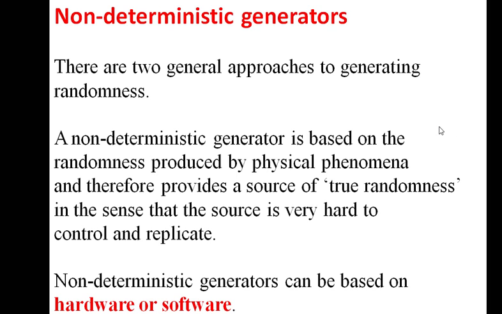Now, non-deterministic generators. There are two general approaches to generating randomness. A non-deterministic generator is based on the randomness produced by physical phenomena, and it provides a source of true randomness in the sense that the source is very hard to control and replicate. Replicate means duplicate.